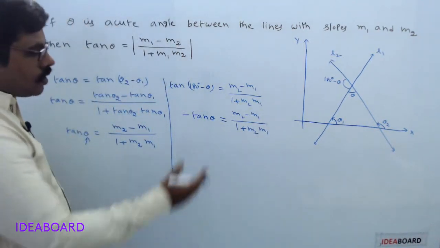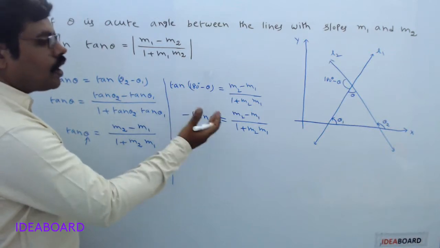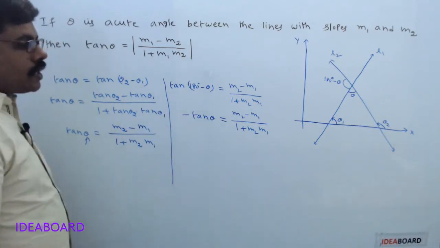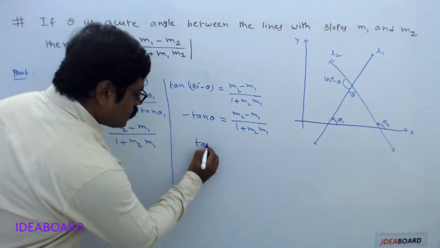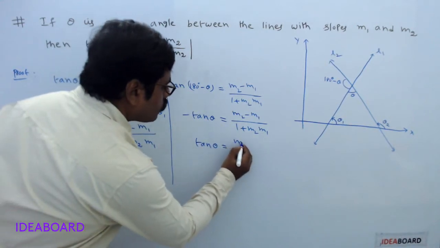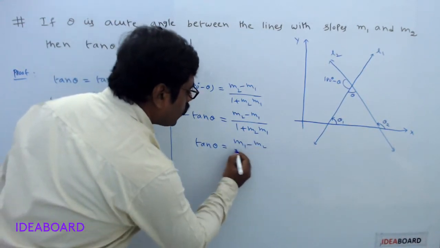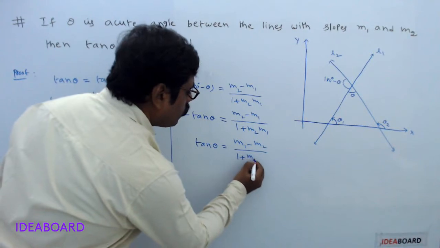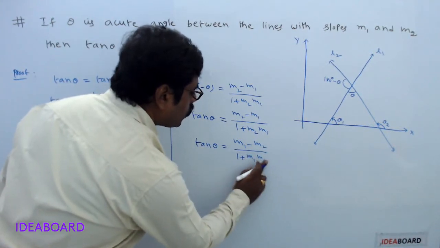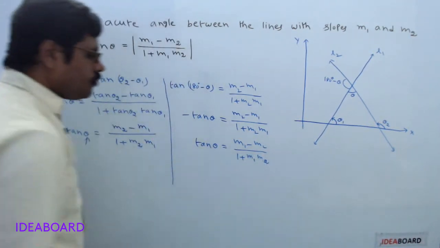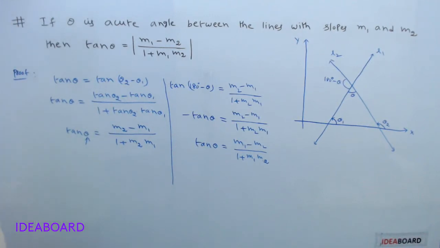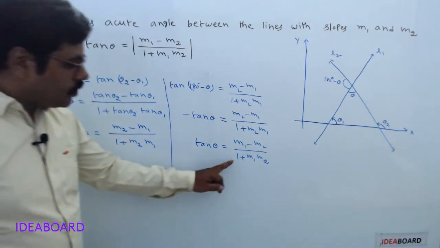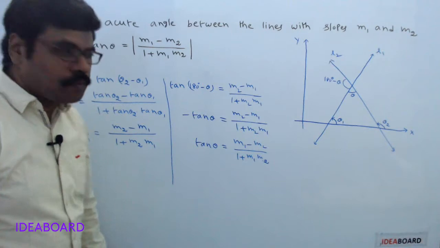Now multiply this equation on both sides with a negative sign. So this is tan theta equals m1 minus m2 divided by 1 plus m1 m2. So tan theta equals m1 minus m2 divided by 1 plus m1 m2.